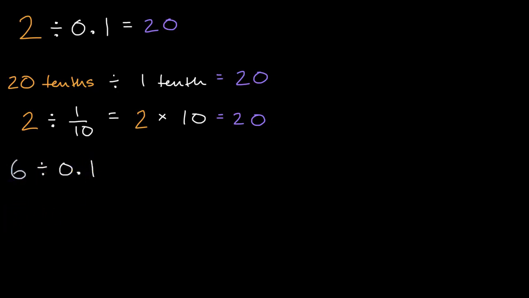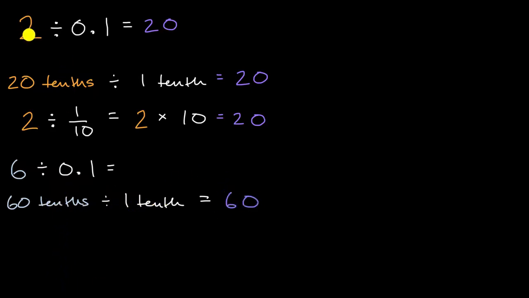Pause this video and see if you can figure that out. All right. Well, you could do the same idea. 6 wholes is equal to how many tenths? It's equal to 60 tenths. So I'll rewrite this as 60 tenths divided by 1/10 is equal to what? Well, if I have 60 of something, and if I divide it into groups of 1 of that something, I'm going to have 60 equal groups of 1. So this is going to be equal to 60.